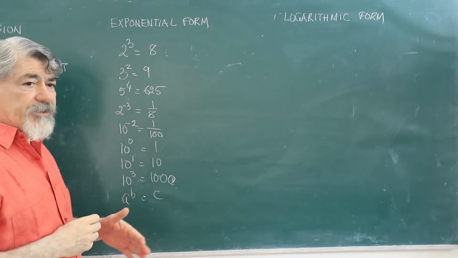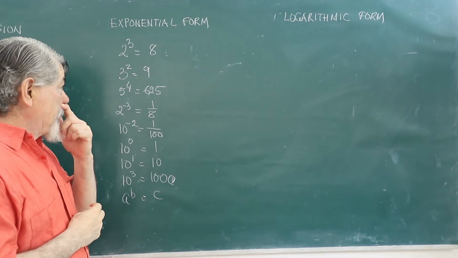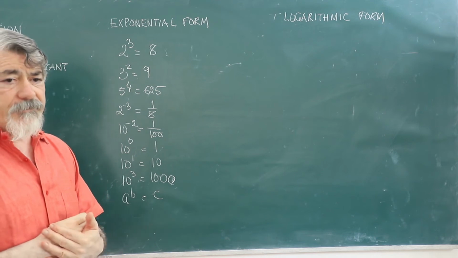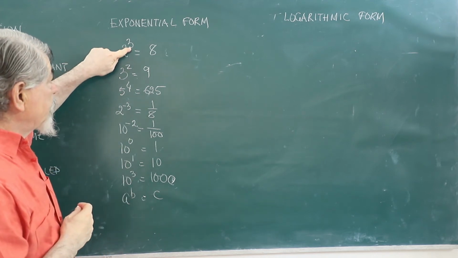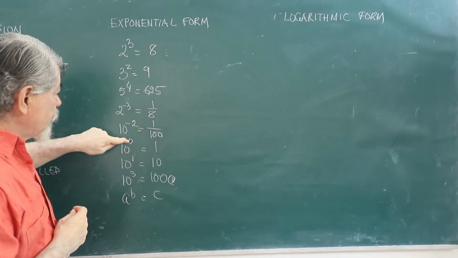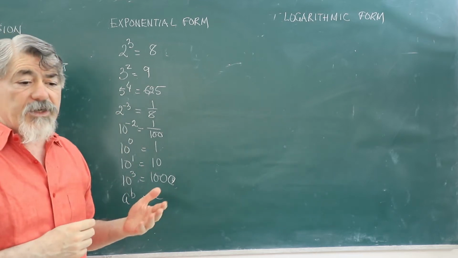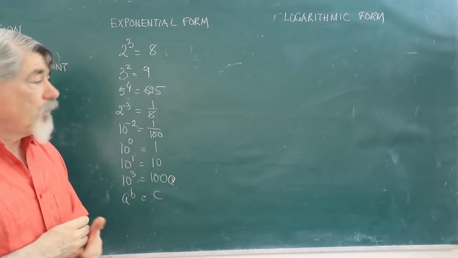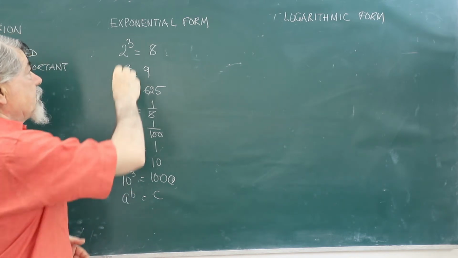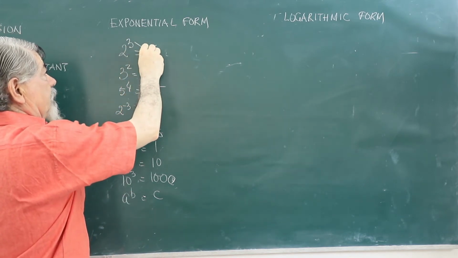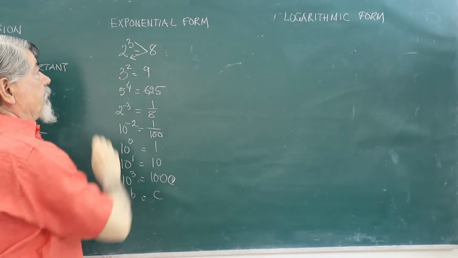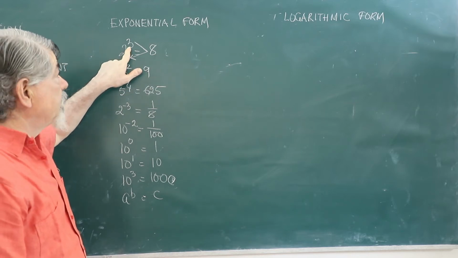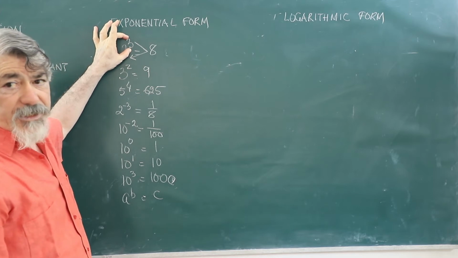And suppose in general a to the power b is equal to c. Please remember, exponent is the log. These are the exponents: 3, 2, 4, minus 3, minus 2, 0, 1, 3, b. These are all exponents. Exponent is logarithm. How do we get it? We start from here and go this side. We'll say 3 is the log of 8 to the base 2. 3 is the logarithm. We said exponent is logarithm.